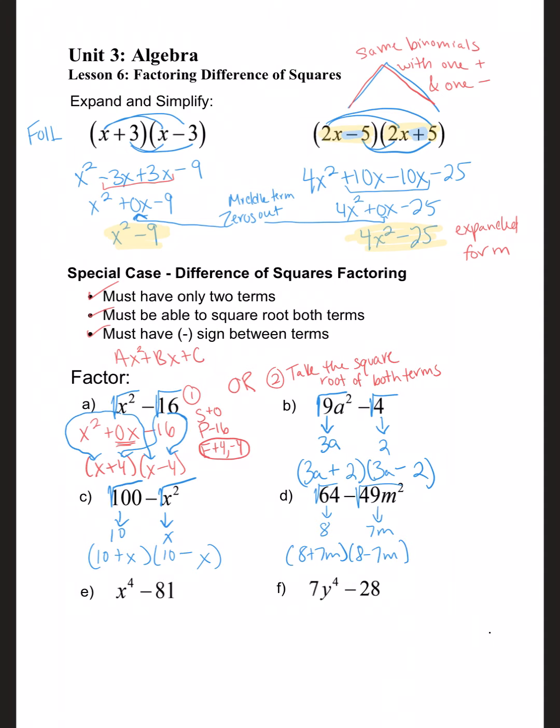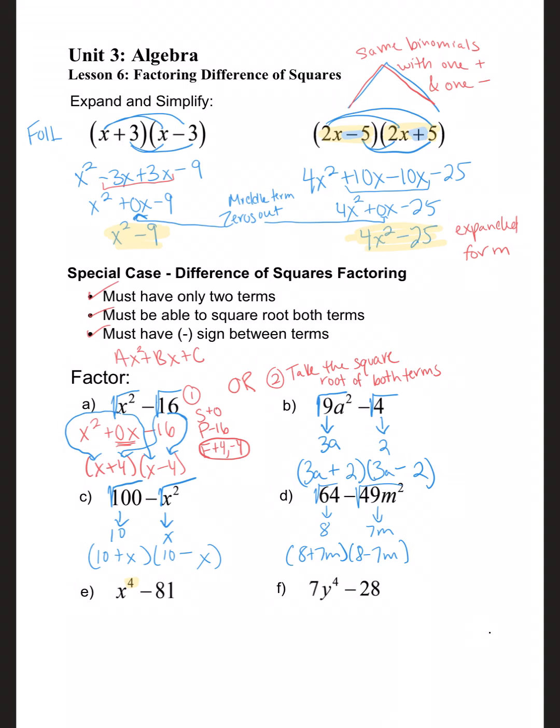So there's the solution to the next one. If you were to square root 64 and you were to square root 49, those are the factors you would get. And we'll take a look at E and F together. This time we have x to the power of 4. So that's a little bit different. We've only been looking at x to the power of 3.